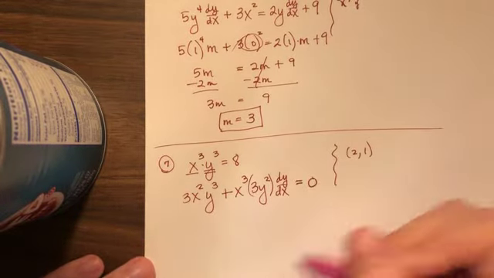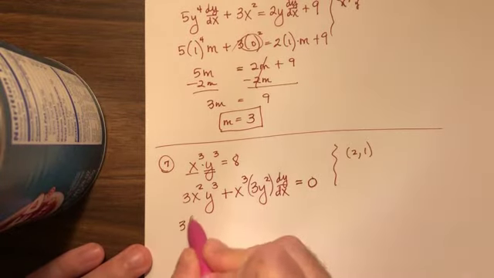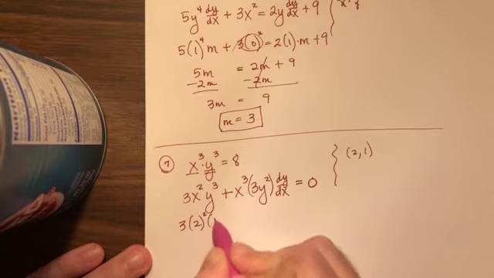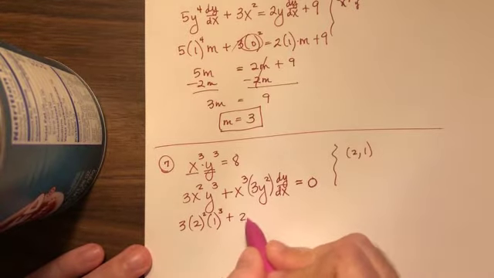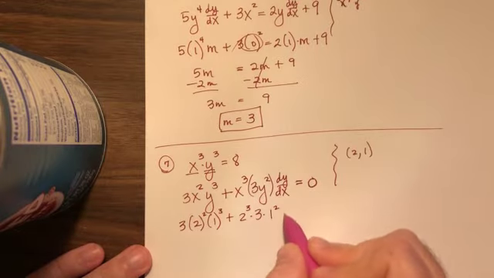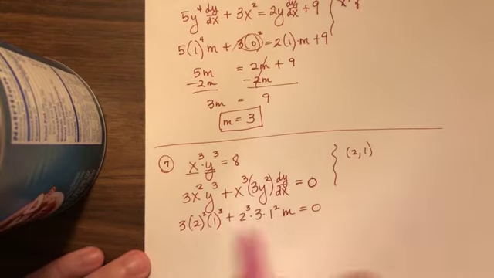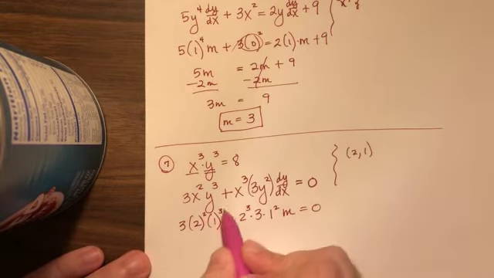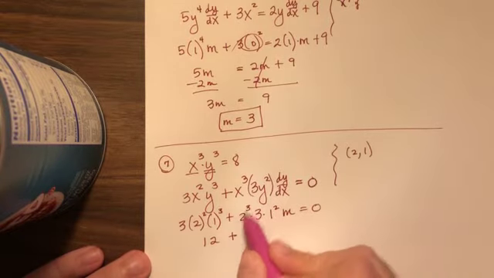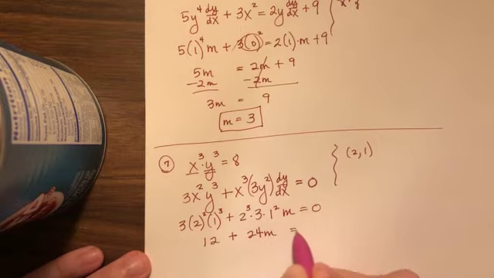0. All right, so we can start plugging in numbers. We got 3, we got 2 squared, we got 1 to the third, we got 2 to the third, we got 3, we got 1 squared, we got m, that's equal to 0. So 2 squared is 4, 4 times 3 is 12. 2 to the third is 8. 8 times 3 is 24. M equal to 0.